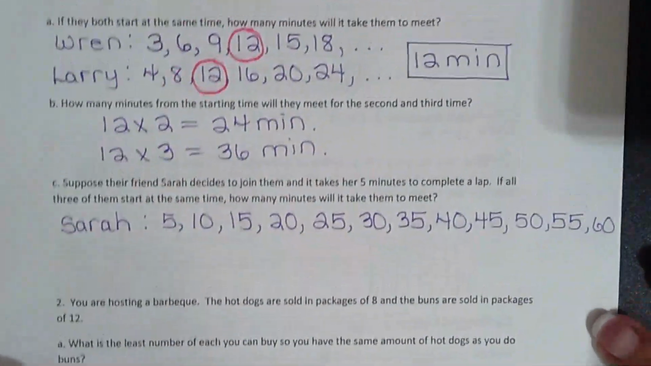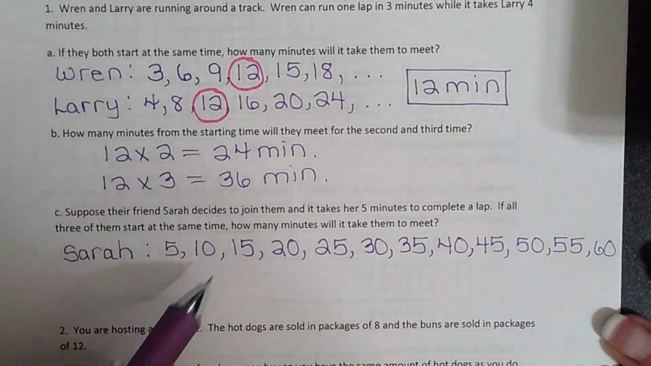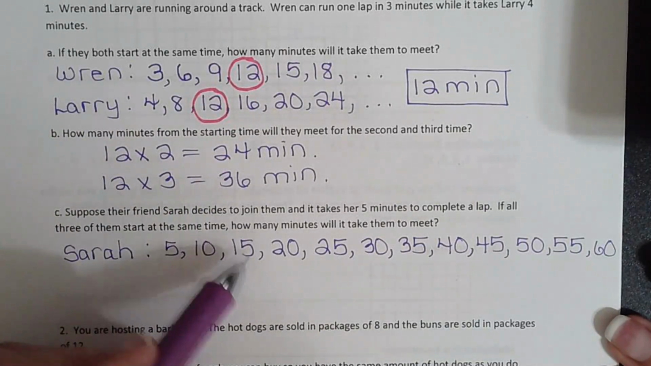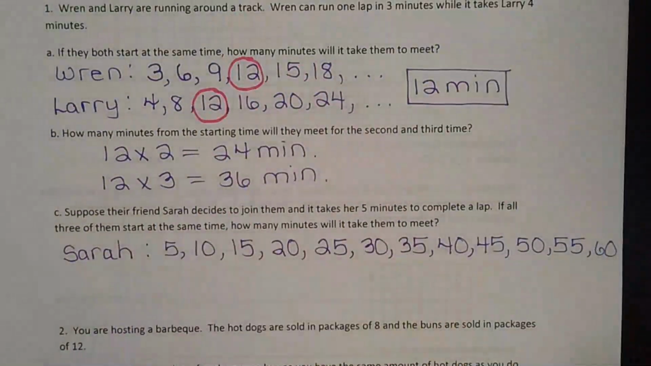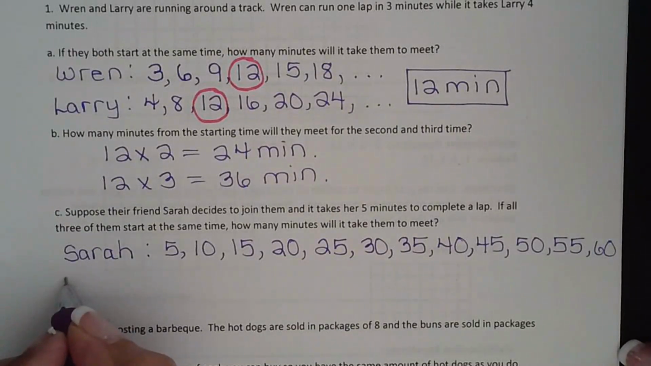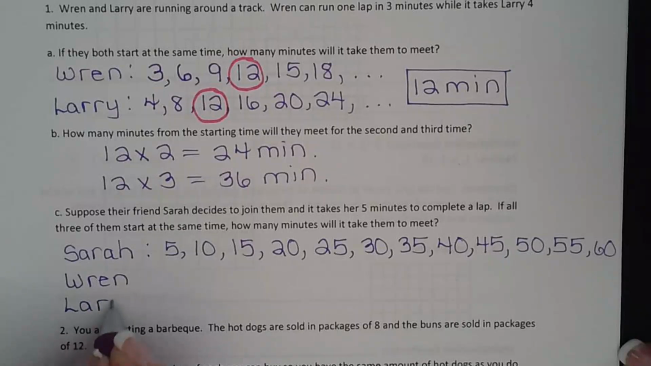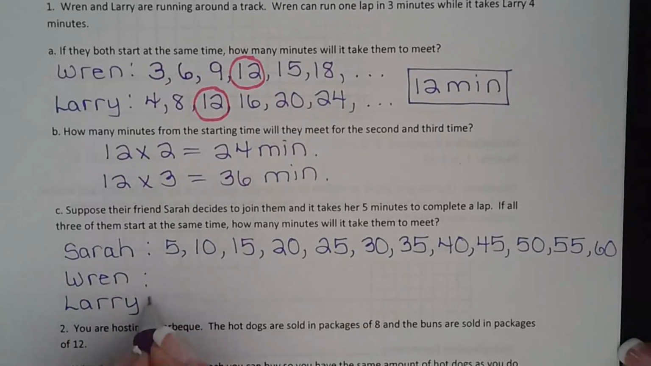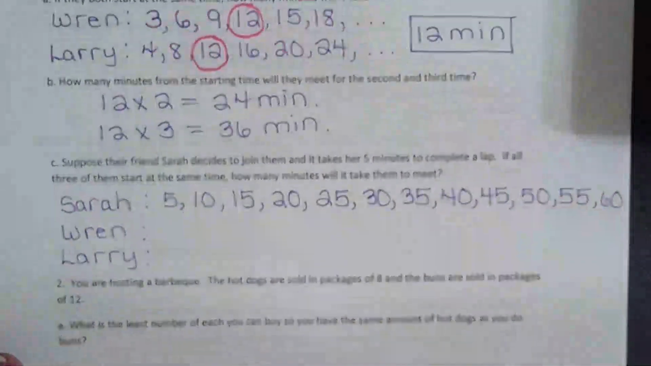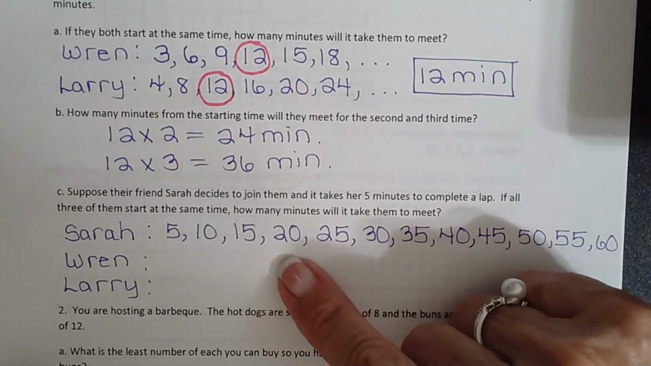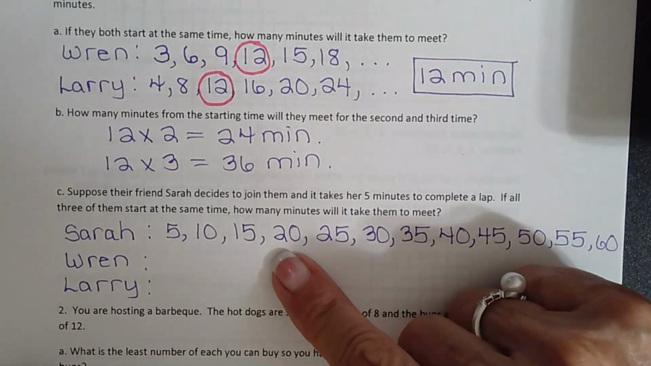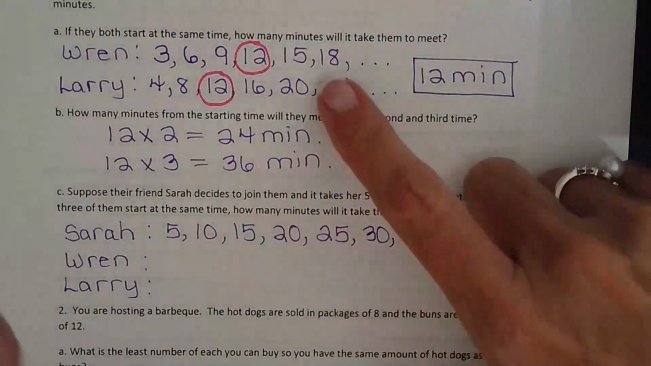Okay, so let's look and see. So is 5 in that group? No. 10? No. 15? No. 20? 20's on this one. We haven't done enough on that one, so we're probably going to have to extend Ren and Larry. And I'm going to show you an easier way to do this that's not quite so time consuming, but first we're just going to use this listing method. So we see that at 20 minutes, nobody's met yet. So let's start on the next one.